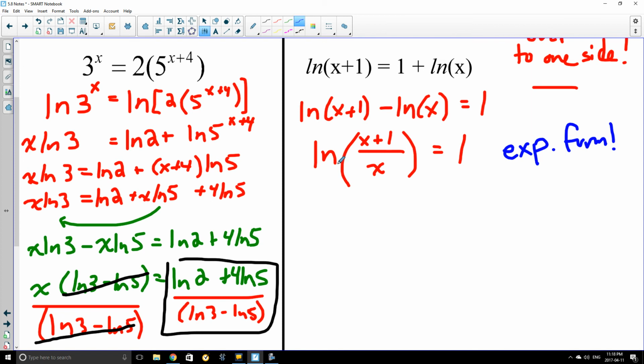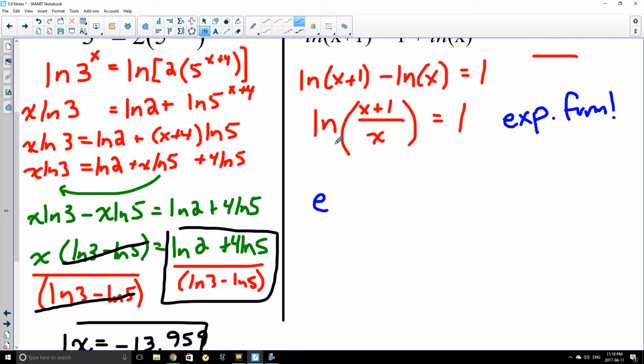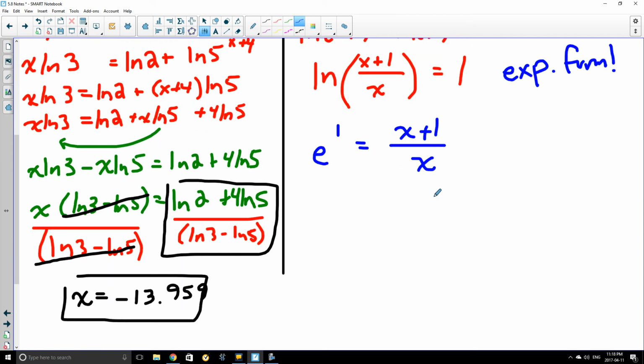There we go. Now we can multiply both sides by x to get x times e to the 1 equals x plus 1. What was e to the 1 again? Wasn't that one of those things? I can't remember. Let me look at my notes here. E to the 1, right. Silly me. E to the 1 is 2.71, right?